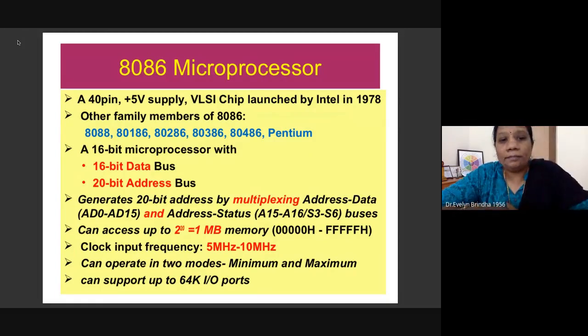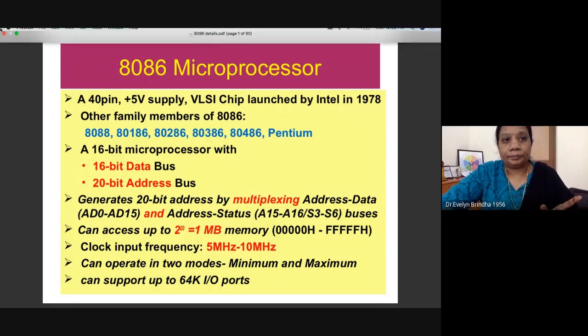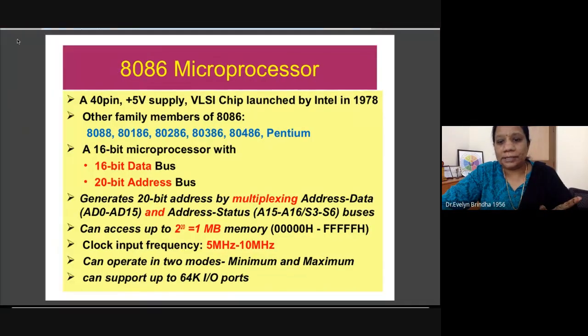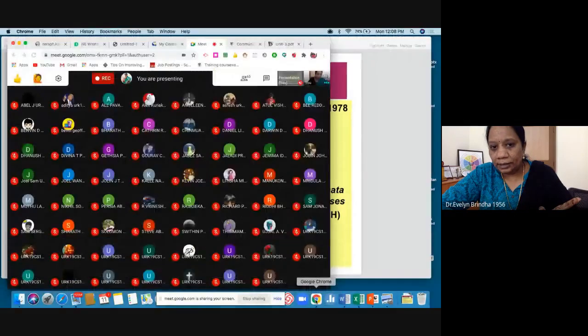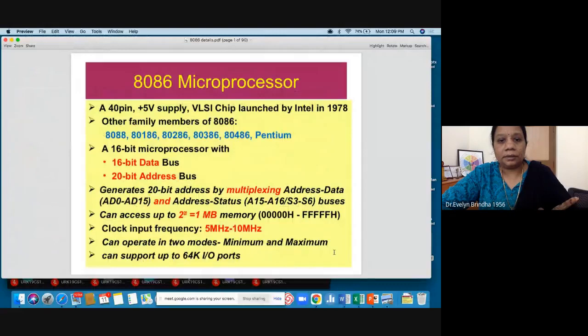When you have an 8-bit data bus, you call it an 8-bit microprocessor, isn't it? So here, since this is a 16-bit microprocessor, by default your data bus size will be what, ma'am? What will be the data bus size? Somebody is trying to enter. They are late. Are you able to listen to what I'm saying?